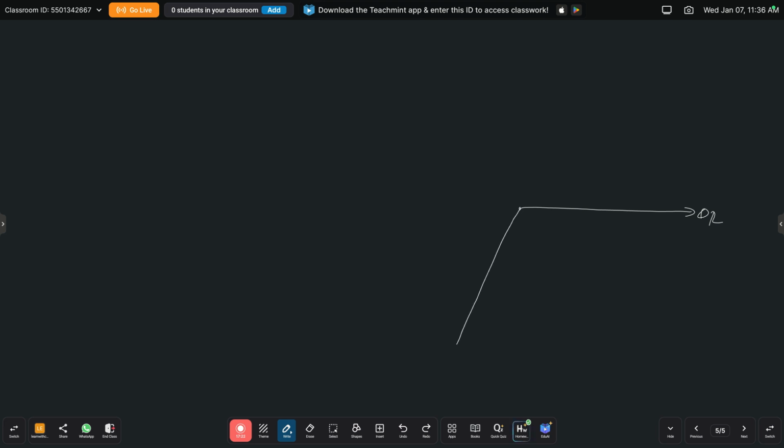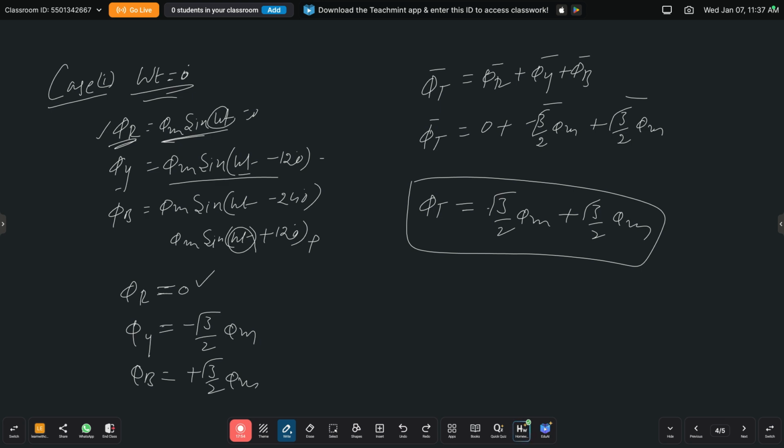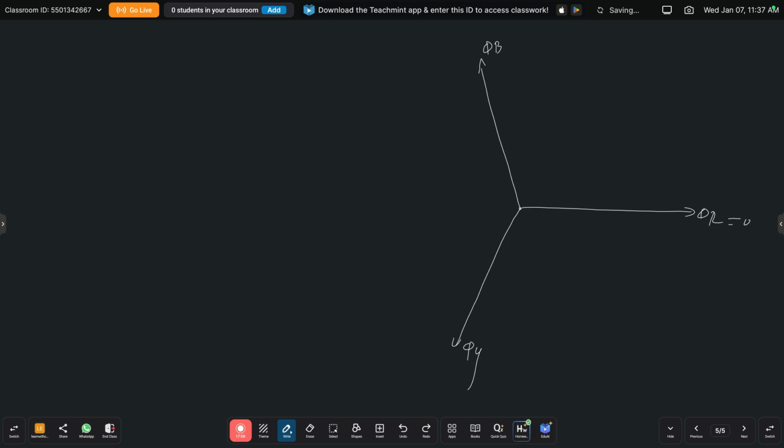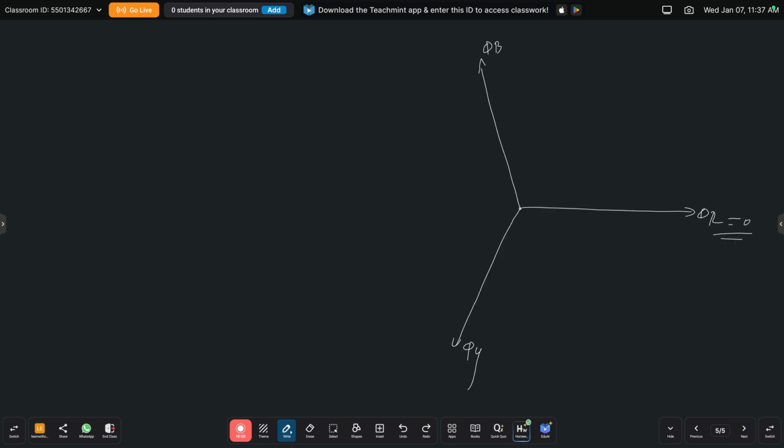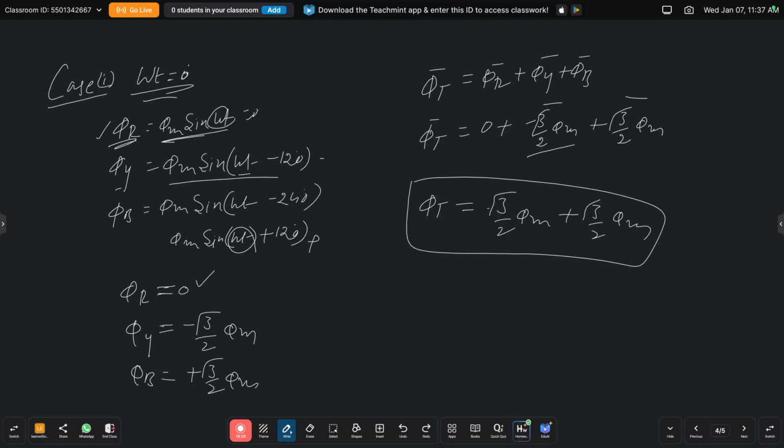φr, φy, φb. If we see, φr is 0 at this instant. φy is equal to minus root 3 by 2 into φm, so φy is the negative value. This is the positive direction, so we take the opposite direction for the negative value. This is the φy value.